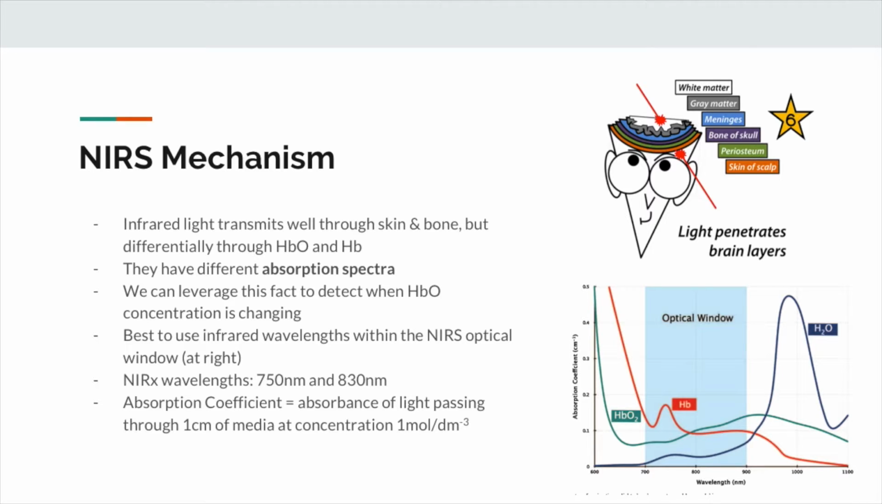Now, for NIRS, infrared light transmits pretty well through skin and bone, which is why we choose infrared as the optical window of interest. But it differentially absorbs into oxygenated hemoglobin versus deoxygenated hemoglobin. They have what's called different absorption spectra. We can leverage this fact to detect when oxygenated hemoglobin concentration is changing. It's best to use infrared wavelengths in that window in the diagram there. That's the window that best penetrates the head, and it's where oxygenated and deoxygenated hemoglobin are differentially absorbent.